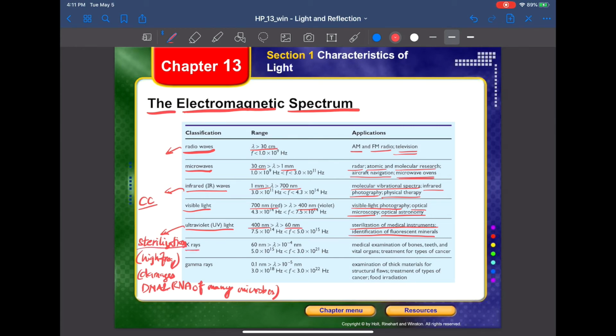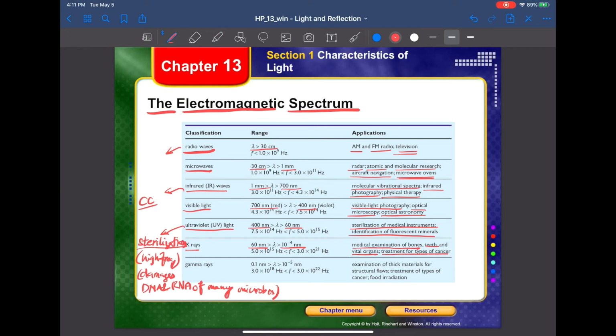The next one is X-rays. X-rays range from 60 nanometers to about 0.0001 nanometers. They are generally used for medical examination of bones, teeth, and vital organs, and they are also used to treat some types of cancer. Another use of X-rays is to detect anomalies in manufactured materials. For example, if you're in a manufacturing plant making surgical blades, and you want to know if your surgical blades are good enough, you need to make sure there are not many holes or much damage inside them.